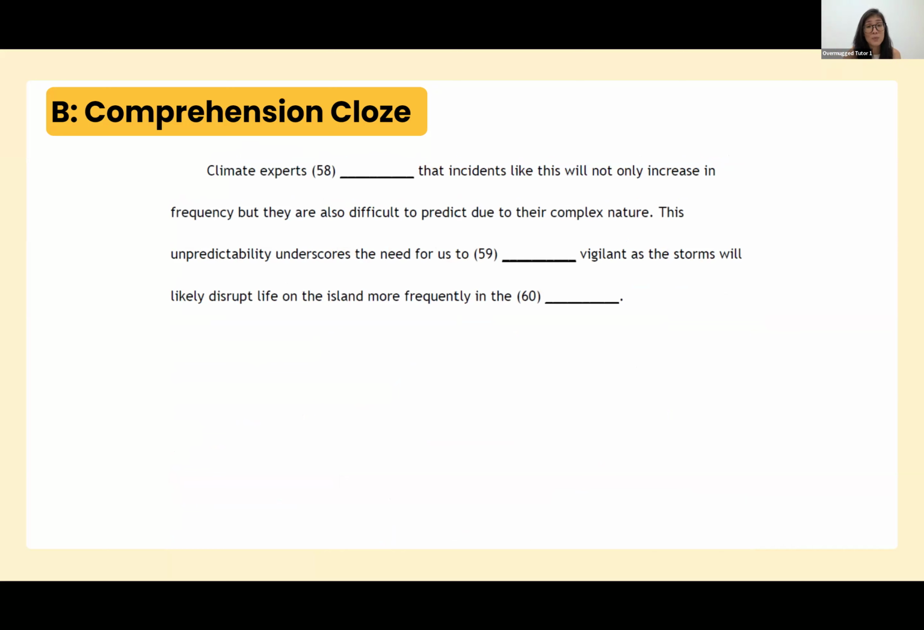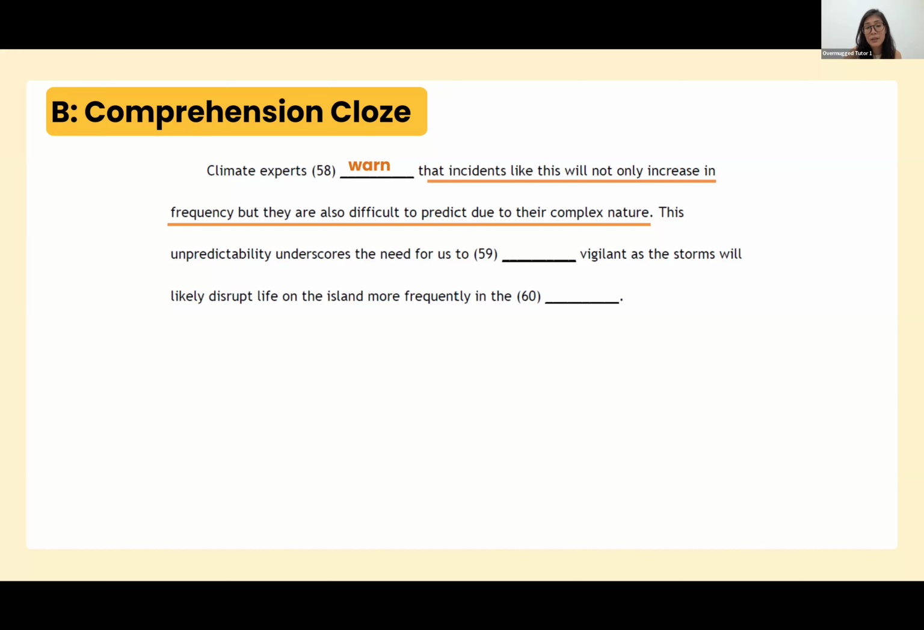Now, climate experts blank that incidents like this will not only increase in frequency, but they are also difficult to predict due to their complex nature. So if it's going to happen more frequently, and it's also difficult to predict, it's going to be a lot harder. So these climate experts are giving a warning. They are warning us.